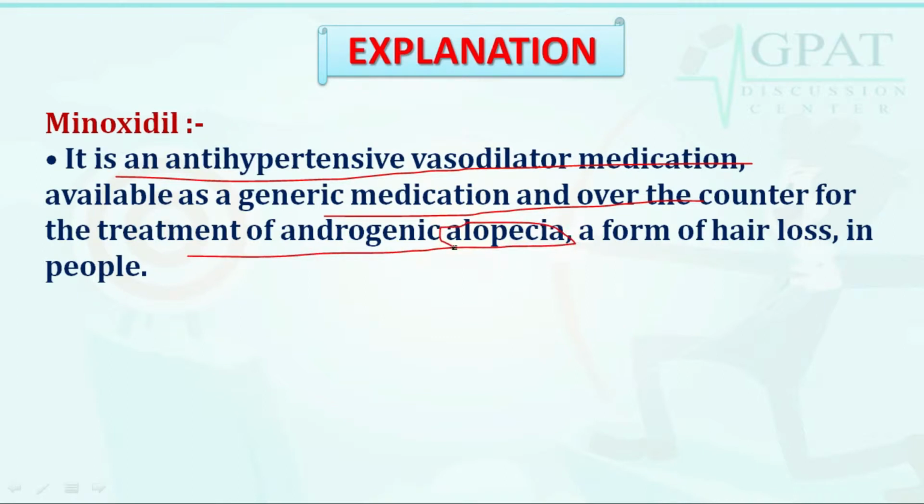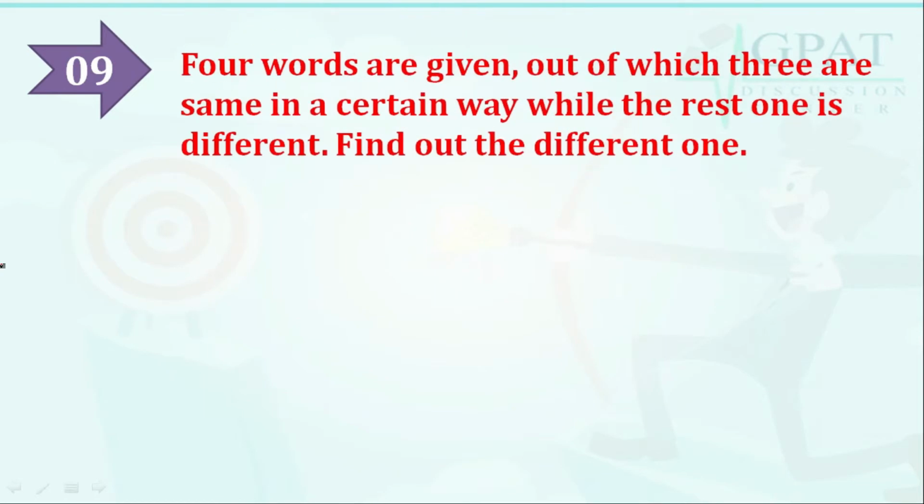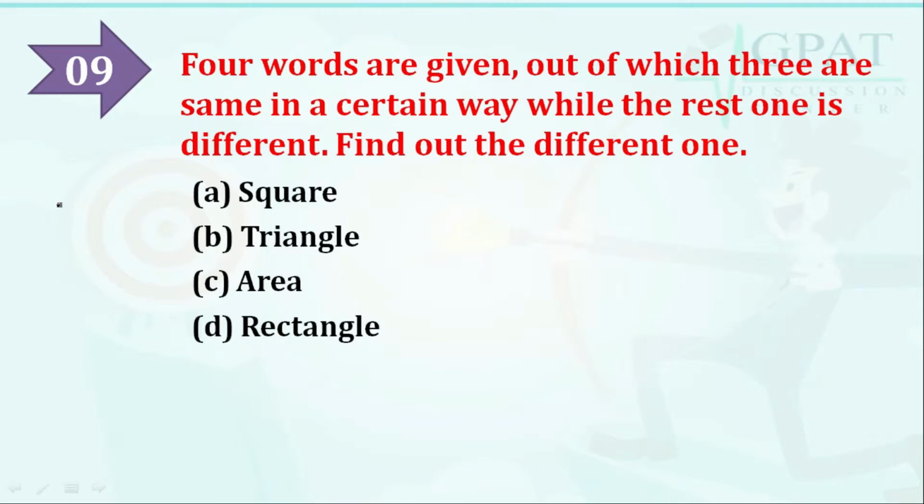Alopecia is the condition in which people have less hair, a form of hair loss. So the next question is: four words are given, out of which three are the same in a certain way, as we observe in the options. The rest one is different, so we have to find the one option that is different from the other three. Option A is square, option B triangle, option C area, option D rectangle. So which option is different from the three? The correct answer is area.